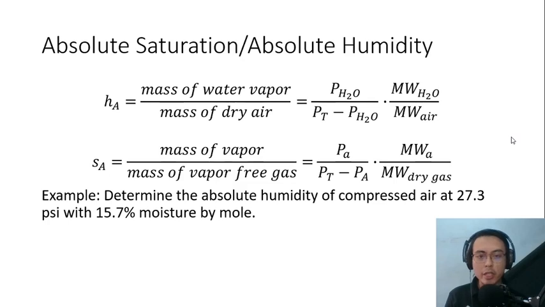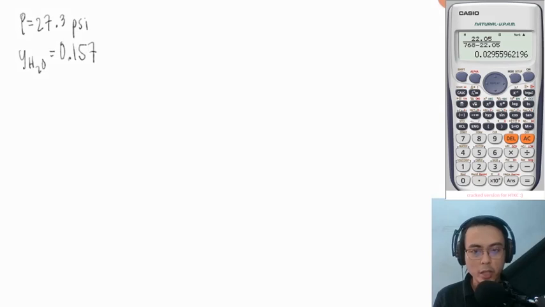Determine the absolute humidity of compressed air at 27.3 psi with 15.7% moisture by mole. So you're given the mole fraction of water, 15.7%. So that's 0.157. Okay. We want to determine the absolute humidity. The absolute humidity is defined as the molal humidity, that's partial pressure of water over total minus partial pressure of water, times molecular weight ratio, 18 over 29.